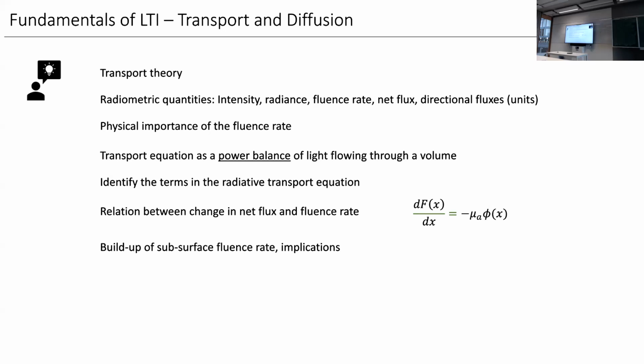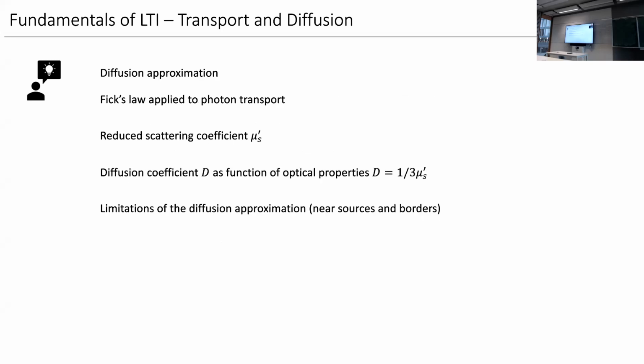Then the transport equation was a power balance of light flowing through a volume, and we identified the different terms in there. We also very quickly established that it is only solvable for very simple and therefore not really realistic geometries. So that's basically where we left it, and the way out of that is more or less the diffusion approximation.